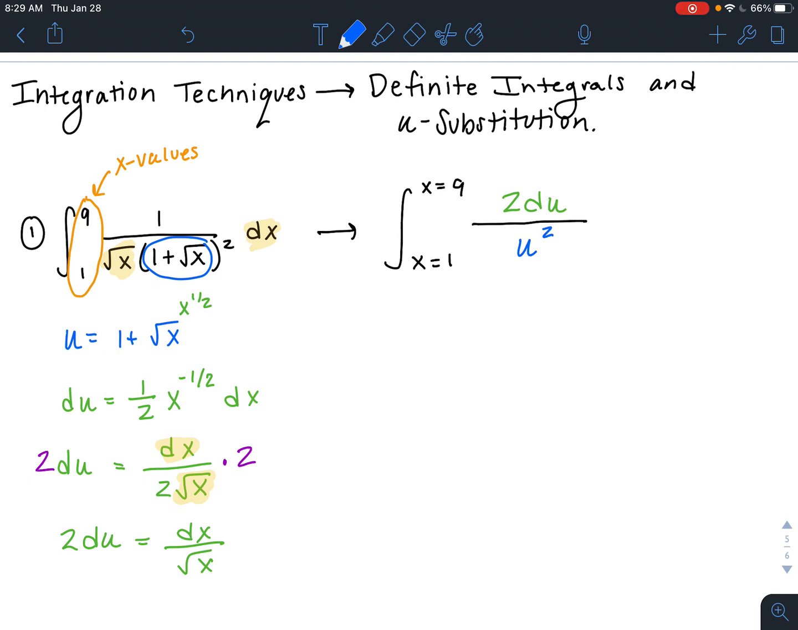But that's a little bulky looking, because I have x equals on my limits of integration and I have a u inside my integral. Now I can totally do it like this. I can integrate it the way it is, and then I can resubstitute back in for what the u was in terms of x, and then plug in and solve.